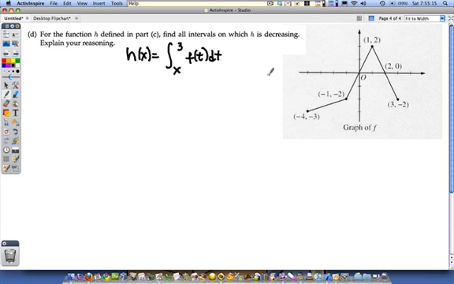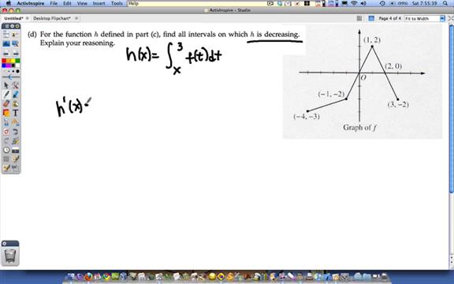Okay, this question here, part D, is the part that separates those who get the 4s from those who get the 5s, because this is a pretty difficult question. Okay, we're trying to find the intervals of x on which this integral is decreasing. Probably, you can think about it as looking at areas, but it's actually easier to think about it in terms of derivatives. Think about this.